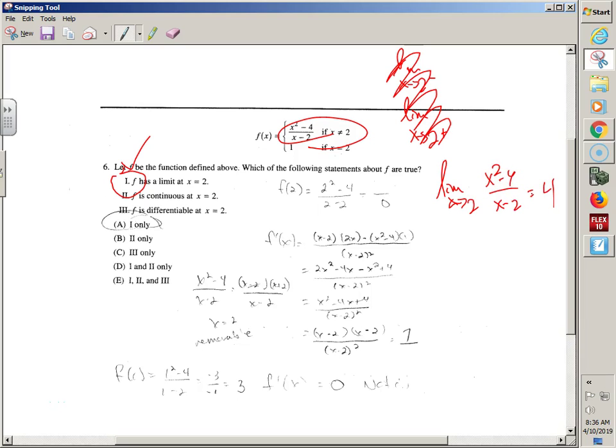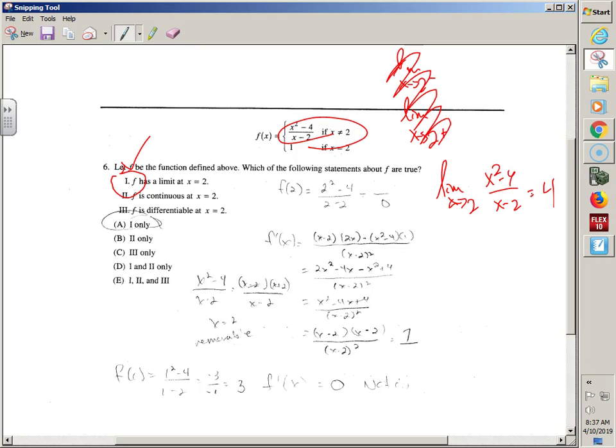L'Hopital's, or factoring and then canceling out and then plugging in. But what extra has to be true for it to be continuous? Not for continuous. If a function is differentiable, it has to be continuous. But what needs to be true for it to be continuous?